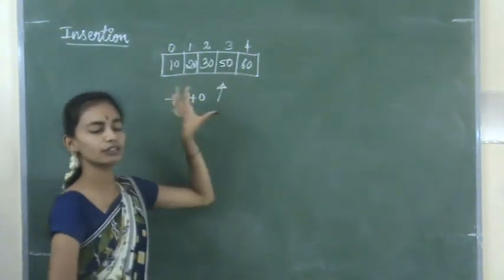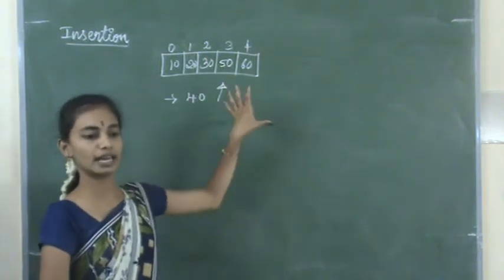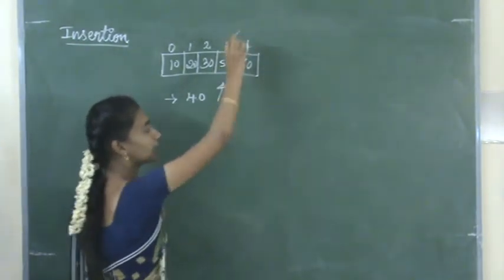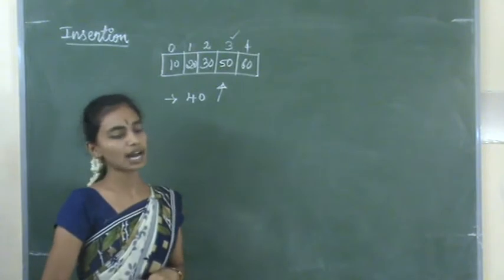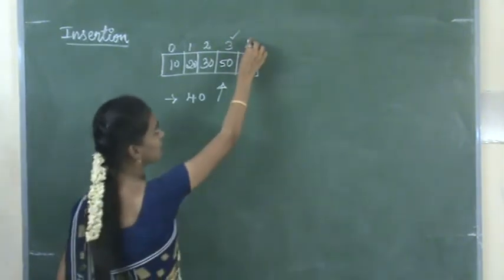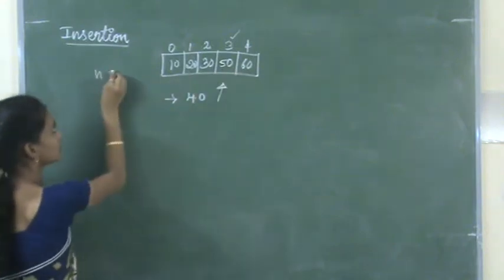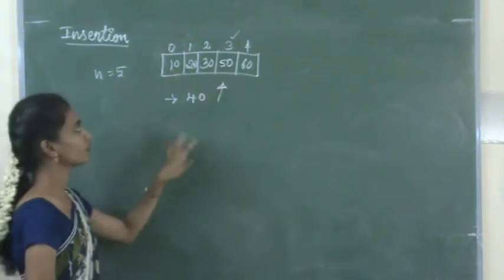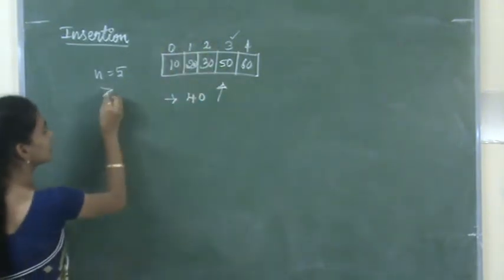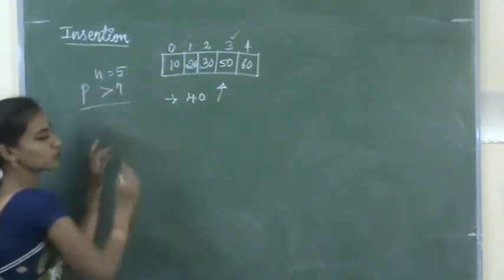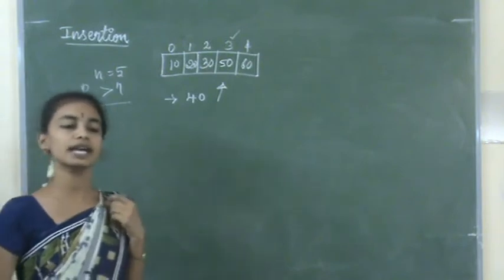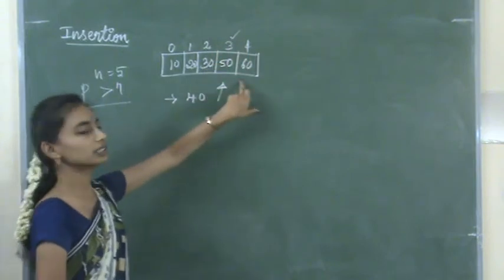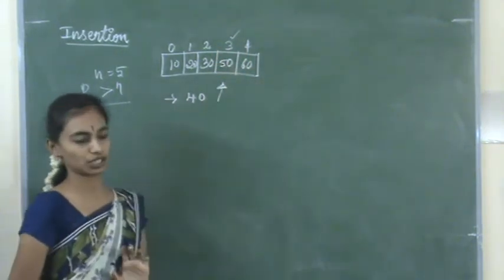Okay. So if we want to insert an element into an array, the array should be present and the position should not be greater than the array size. Suppose here the array size is 5, right? We are inserting 5 elements, which means n is equal to 5. So the position should not be greater than this n value. If it is greater, we cannot insert an element into an array. If it is less than 5 only, we can insert an element in any of these positions, right?